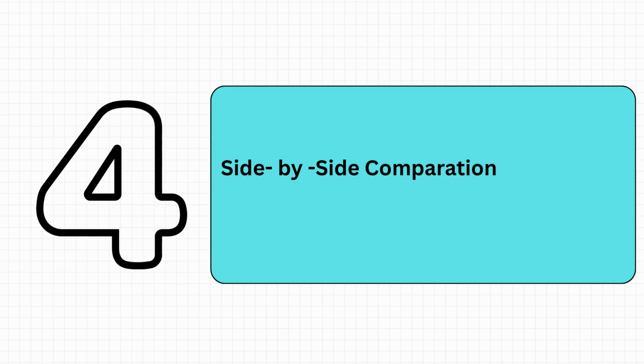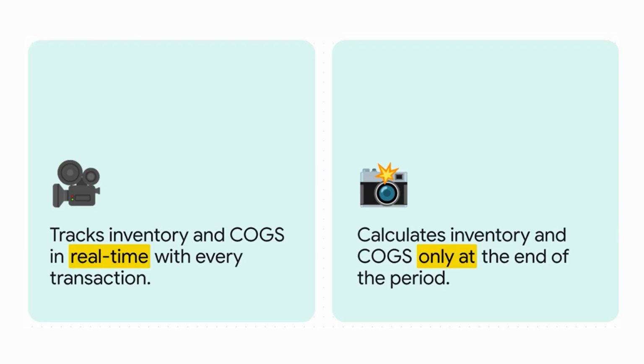All right, we've met our two fighters. Now it's time for the main event. This is really the heart of what you need to know, so let's put them head to head and see how they stack up. This slide really just boils everything down to one big idea. Perpetual is a movie. It's continuous, it's real-time. Periodic is just a single snapshot, a picture taken at the very end. If you can remember that, you've got the core concept down.